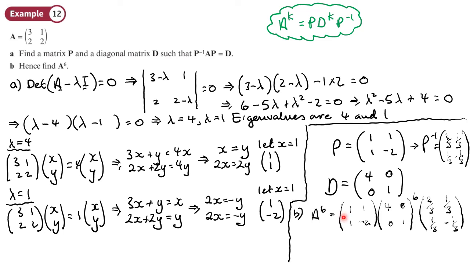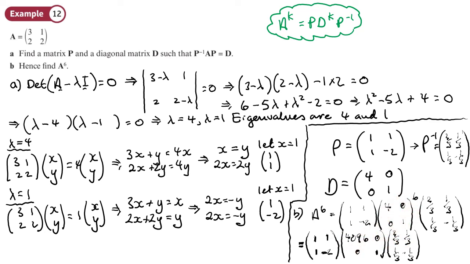So now to find A to the power 6, we're going to do P times D to the power 6, using this relationship up here, times P inverse. Now if we want to find this to the power 6, all we do is to raise each of the elements to the power 6. So we'll do 4 to the power 6 here, and then 1 to the power 6 here. So 4 to the power 6, just use my calculator to work that out. 4 to the power 6, that's 4096, and this one will stay as 1. So that will give us this calculation here once we've done D to the power 6.